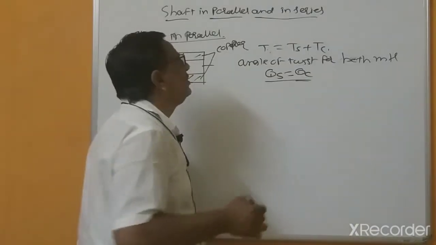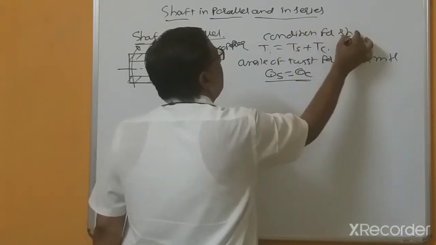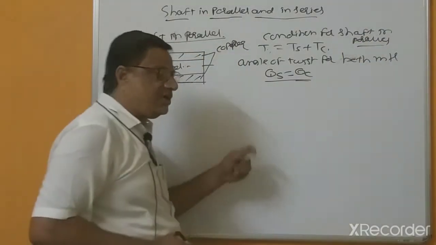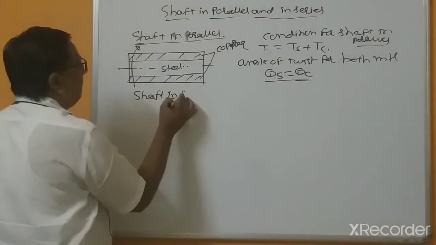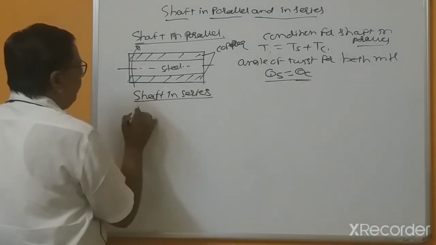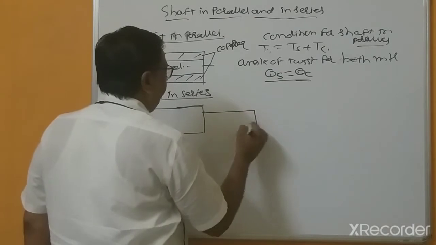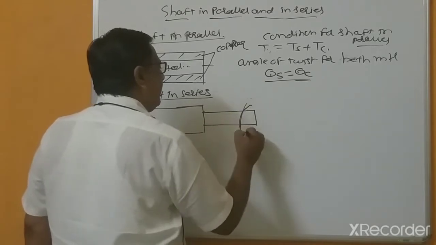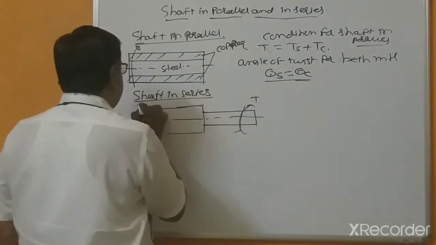This is the condition for shaft in parallel. And shaft in series means, suppose this is one end and this is another end, and here the torque is acting, and this is the fixed end.